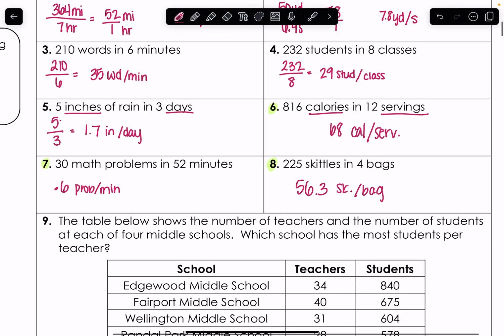All right, so we have 68.6, 56.3, all rounding to 1. If you didn't round to 1 decimal place, that's fine. Maybe you got 0.57, or maybe you got 56.25 for number 8, that's fine.